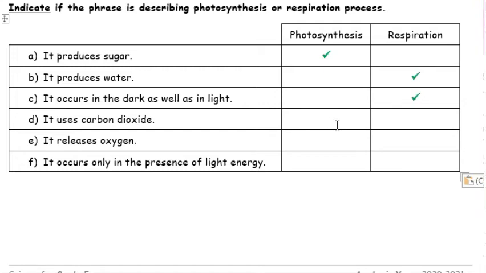It uses carbon dioxide. What do plants use carbon dioxide for? They use it to make their food. Plants absorb water from the soil through the roots. They take in carbon dioxide through the stomata to cook and make their own food. So it's for photosynthesis.